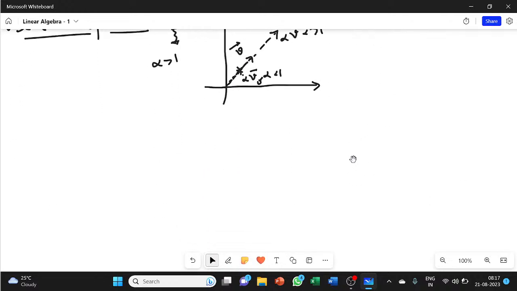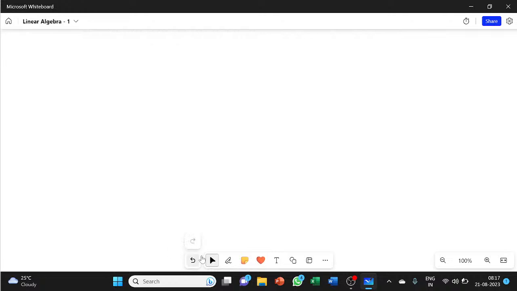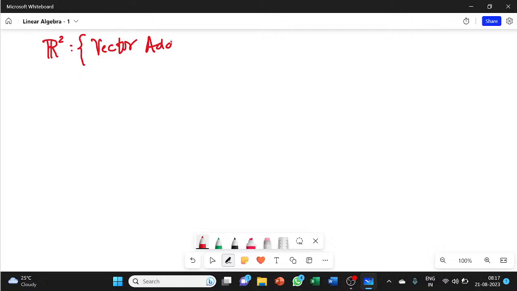Now, just think about the things that I'm telling you right now. Again, just consider R square. I have already well defined two operations. One operation I have defined is called vector addition, and another well-defined operation is the scalar multiplication.